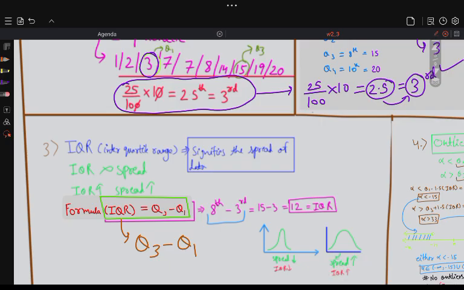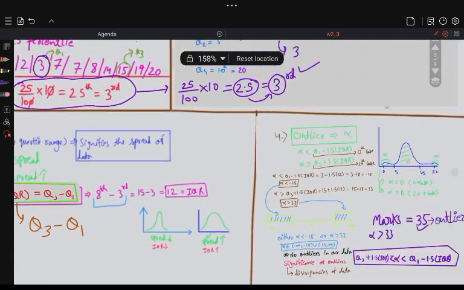Basically it is the difference between Q3 and Q1, right? So if the spread is less, the difference will be less, as Q3 and Q1 will be close together like here. But in this case, the Q3 and Q1 distance is more, so the IQR will be larger, so the spread will be larger. So this was the basic definition and significance of IQR.